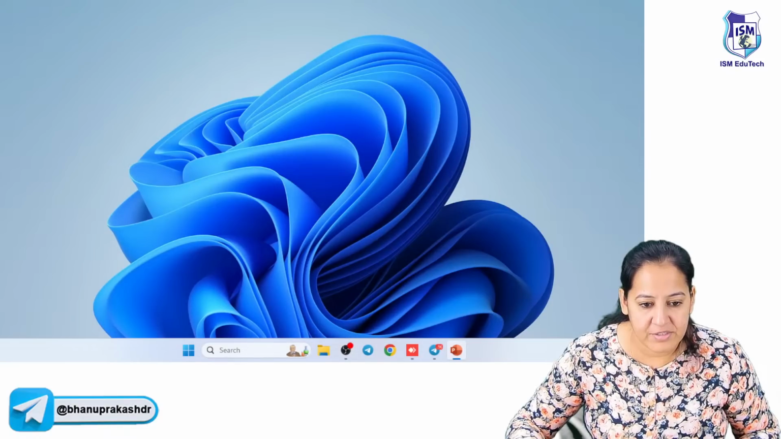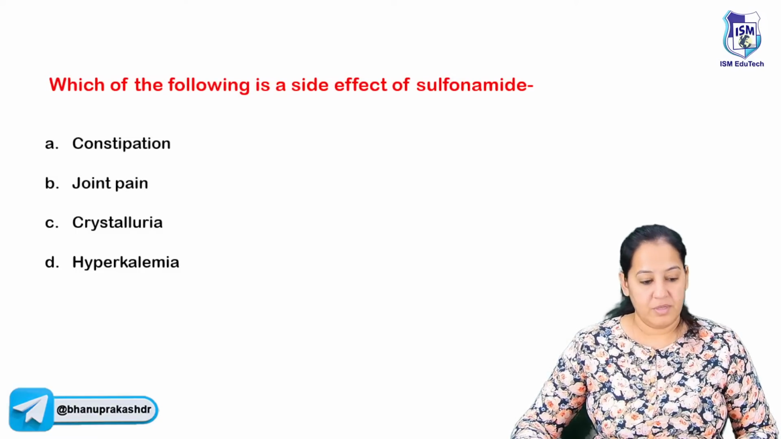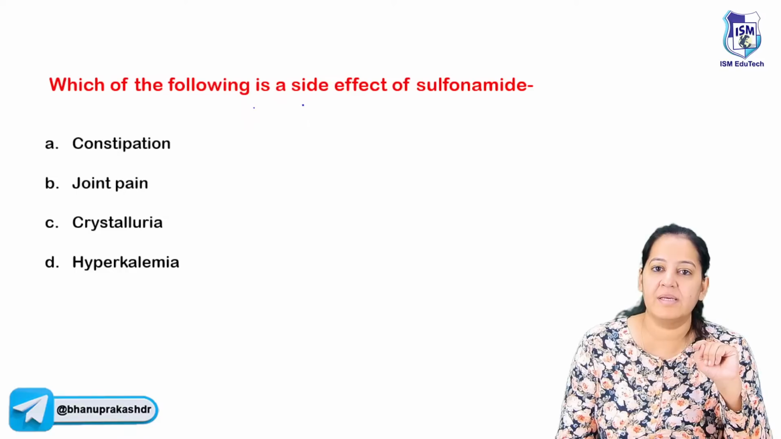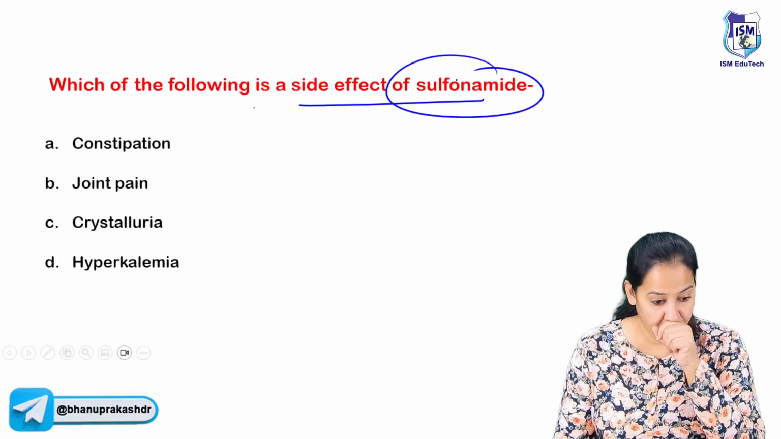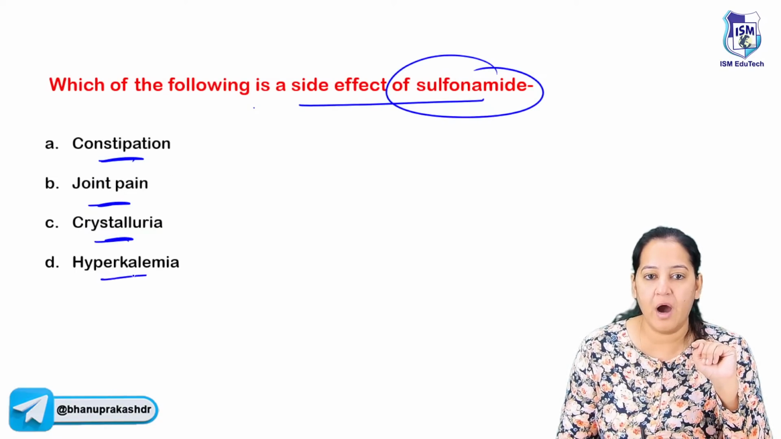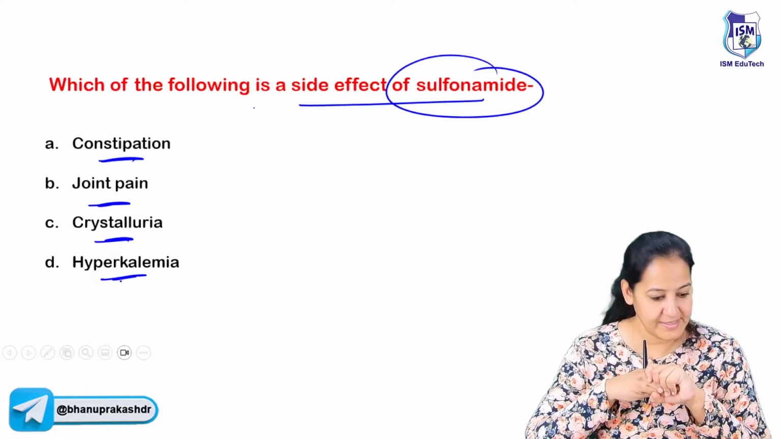The next question is in front of you. Read the next question. Which of the following is a side effect of sulfonamide? The 4 options are in front of you: constipation, joint pain, crystalluria, or hyperkalemia? What is the correct answer? First you guess, then I will tell you the correct answer.